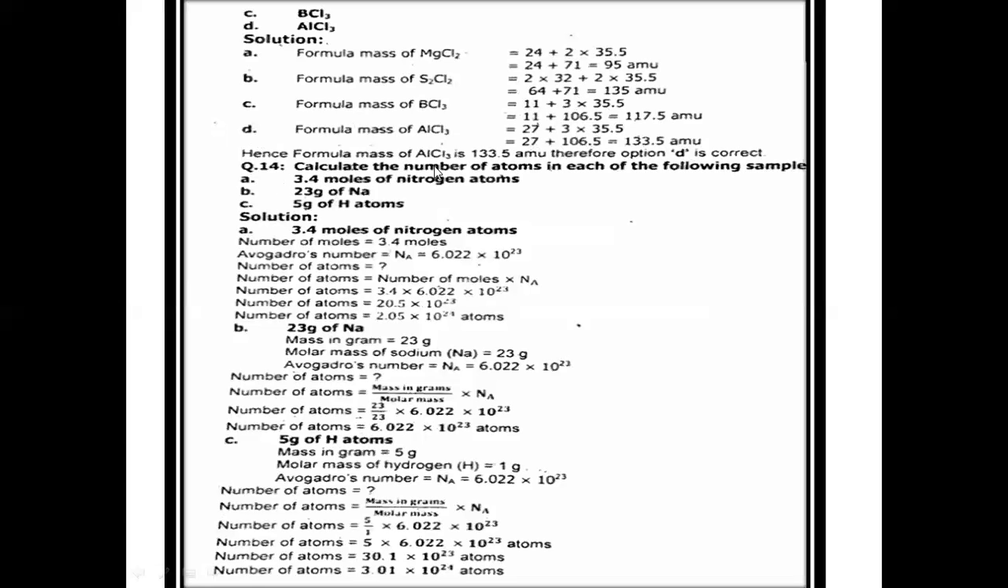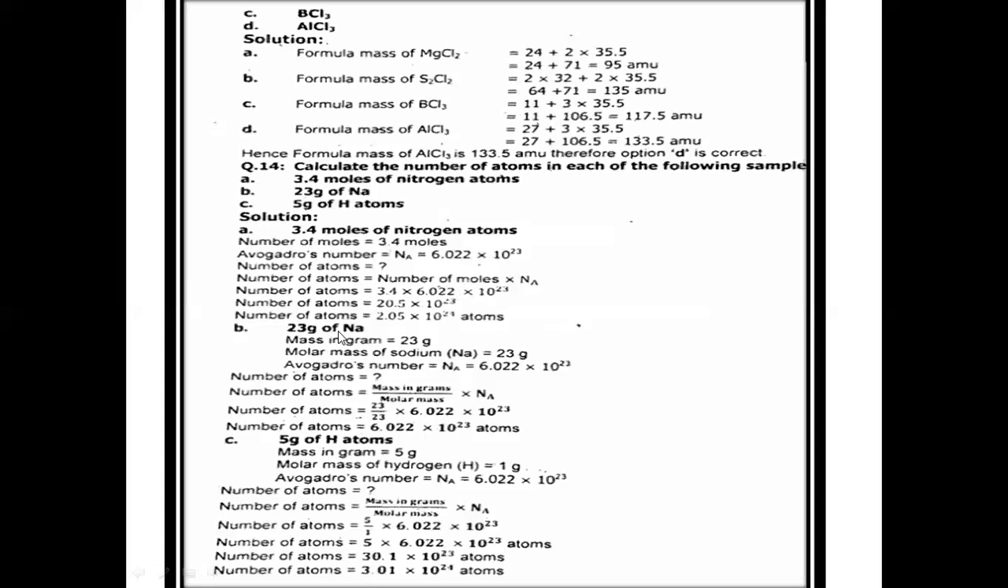14. Calculate the number of atoms in each of the following samples. In this case, we have to find out the number of atoms. The formula is the same which you used in the previous case. Number of atoms is equal to number of moles multiplied by Avogadro's number. Moles are 3.4. Avogadro's number, I told you, learn it. Then after multiplication, 20.5 into 10 power 23, or shifting the decimal, 2.05 into 10 power 24 atoms.